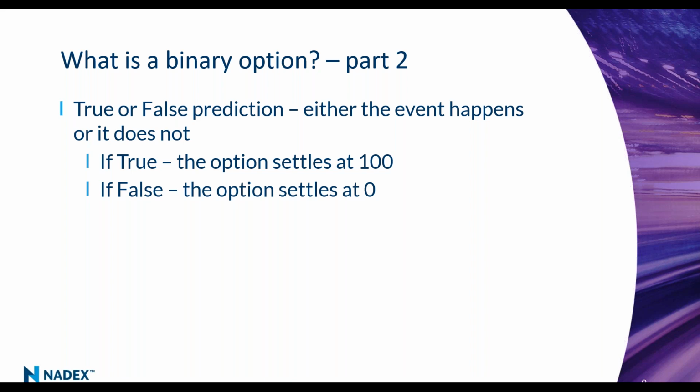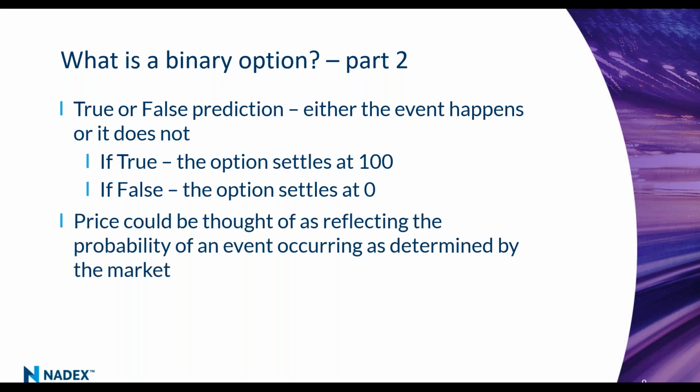Okay, so you've got these binary options. It's a market, a condition, and then an expiration time. It's going to trade between 0 and 100. And in the end, it's a true or false prediction, yes or no. And if it's true, it goes to 100. If it's false, it goes to 0. Now, what are you actually trading? What does that price represent? And that price can be thought of as the probability that the event is going to be true at that moment in time. Okay, and that is determined by the marketplace.